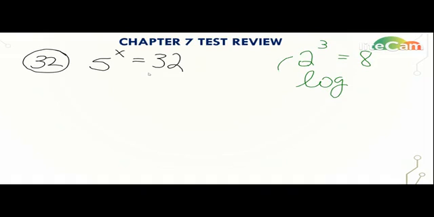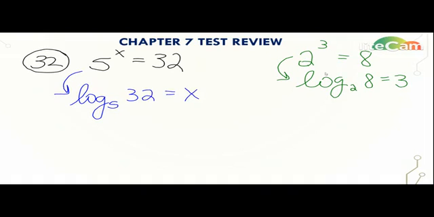Okay, here's number 32. We have 5 to the x equals 32. So I'm going to do the conversion of what I normally remind everybody: 2 cubed equals 8, and I can convert backwards and forwards to log base 2 of 8 equals 3. This is what I always remember. In fact, it might be important just to write something like this on your paper right when you get the test. Just memorize it, write it down, and then you can use it for every problem.